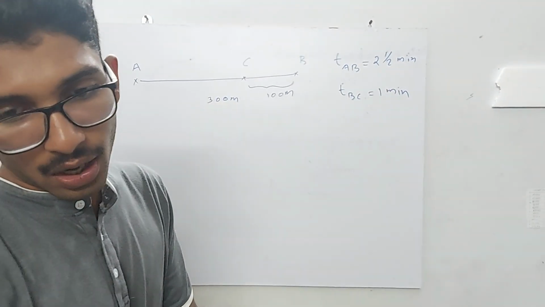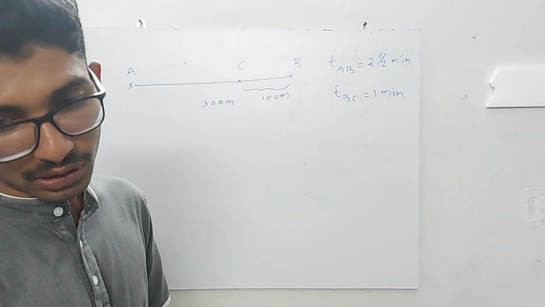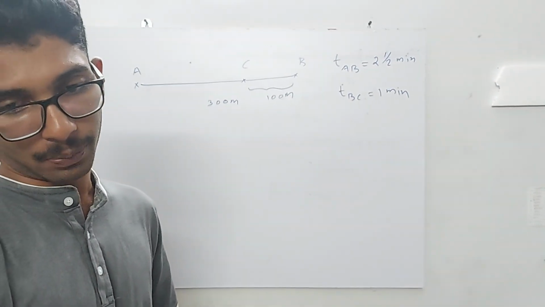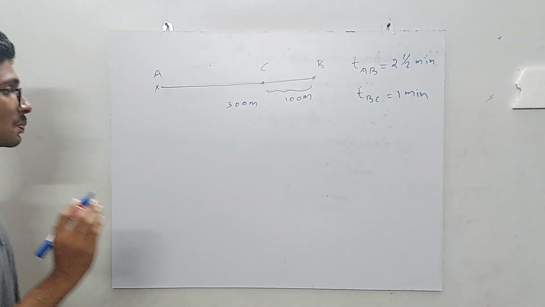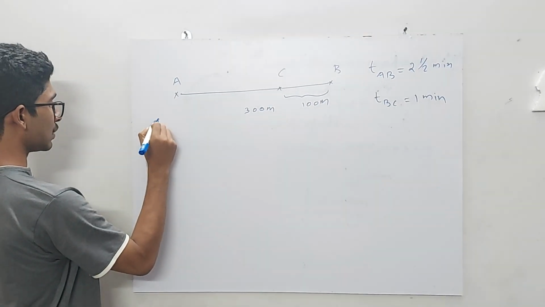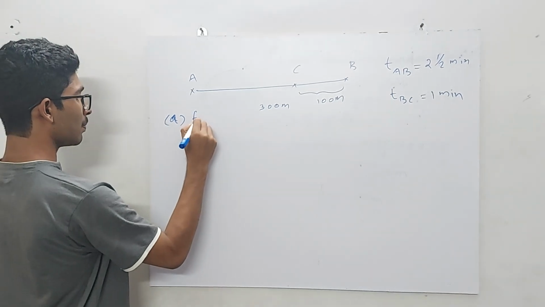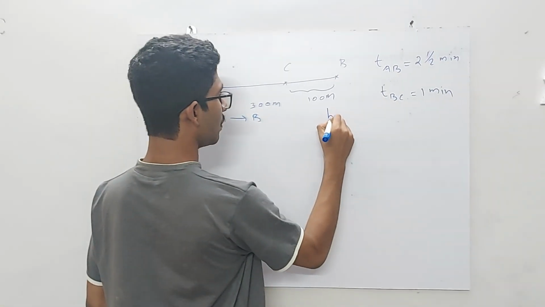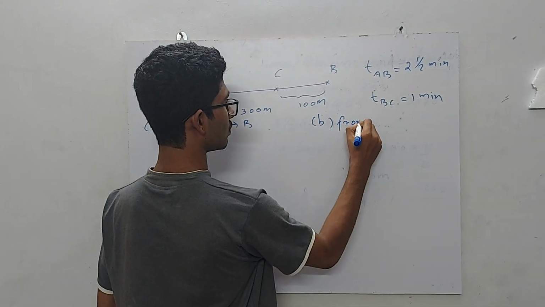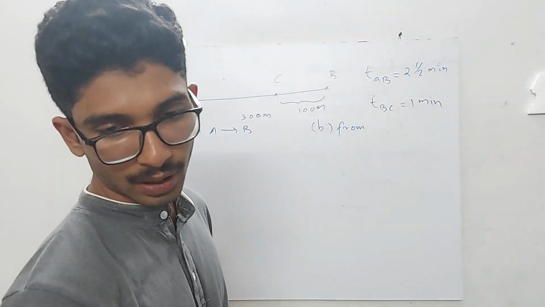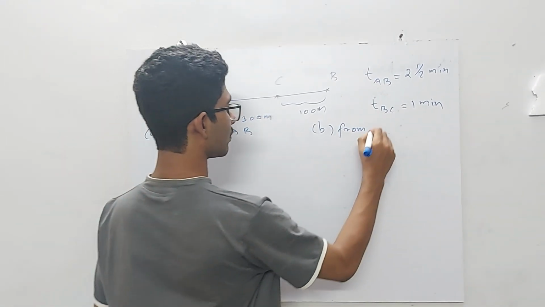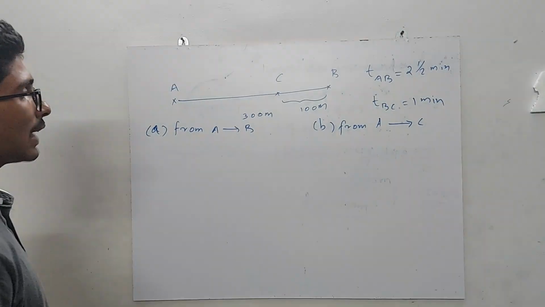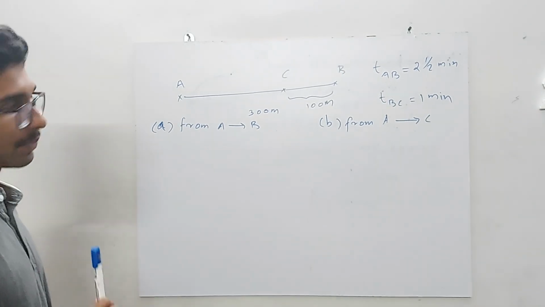Now what? What are Joseph's average speeds and velocities in jogging from A to B and from A to C? So we need to calculate both average speed as well as average velocity in two cases: from A to B, and from A to C. In both these cases, we need to calculate the average speed as well as the average velocity.